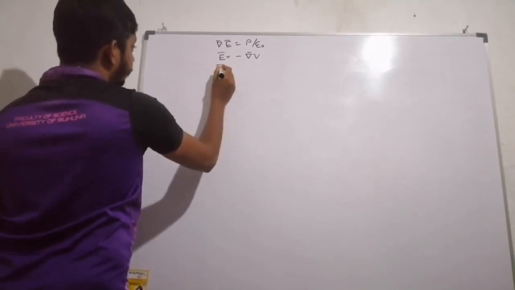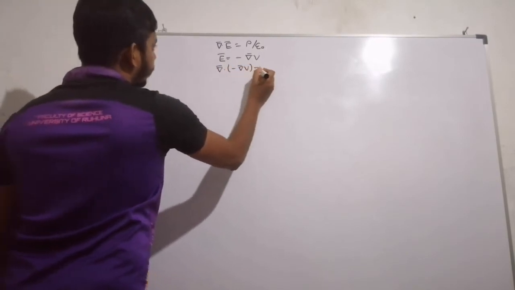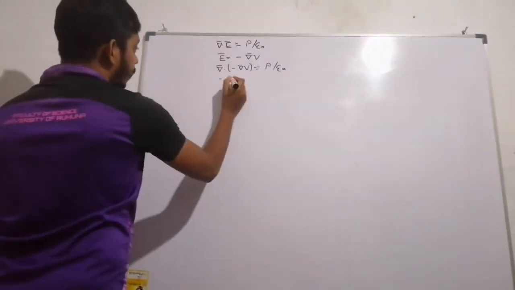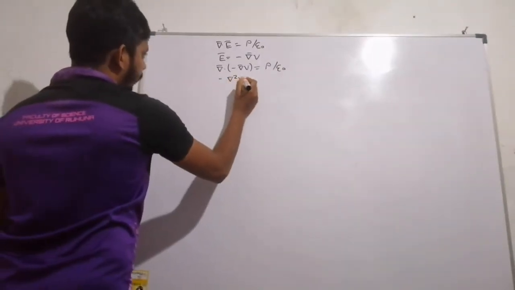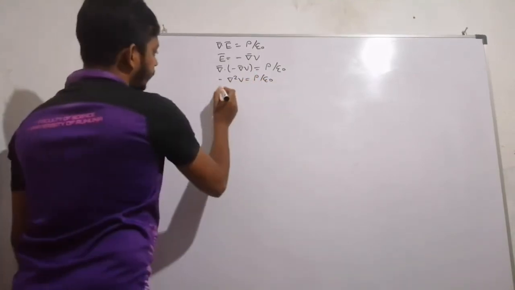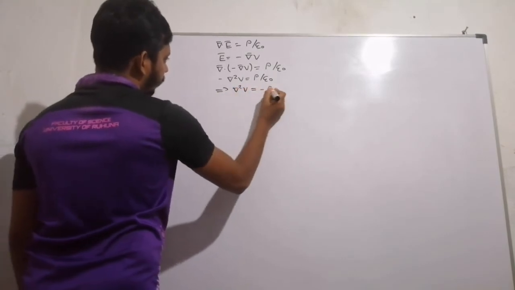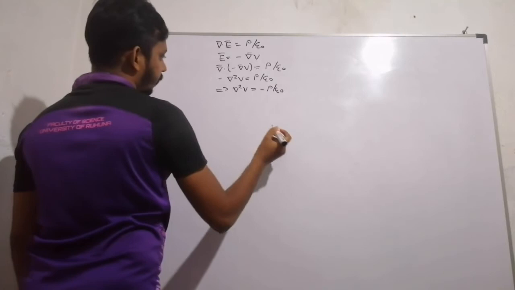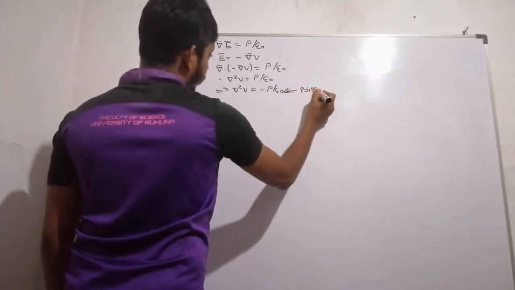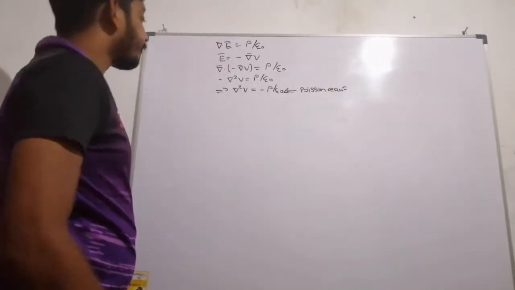Let me write down: divergence of minus grad V equals rho divided by epsilon naught. Then we have minus grad square V equals rho divided by epsilon naught. Finally we have grad square V equals minus rho divided by epsilon naught. This equation is known as the Poisson equation.